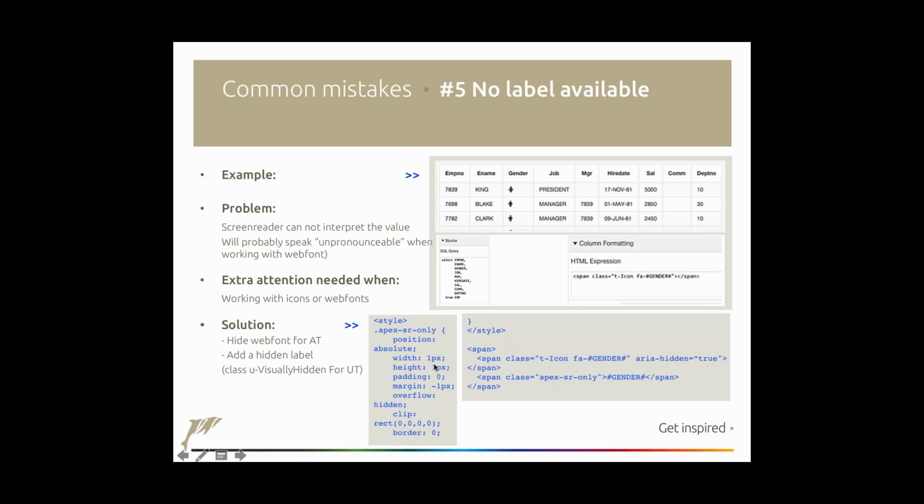So what we do, we make it 1 pixel big, and we put it somewhere in the left corner of the screen, so someone with normal vision would not see the element, but the element will still exist on the screen, so the screen reader will speak up the element, and in that case the screen reader knows what value is put in this column.